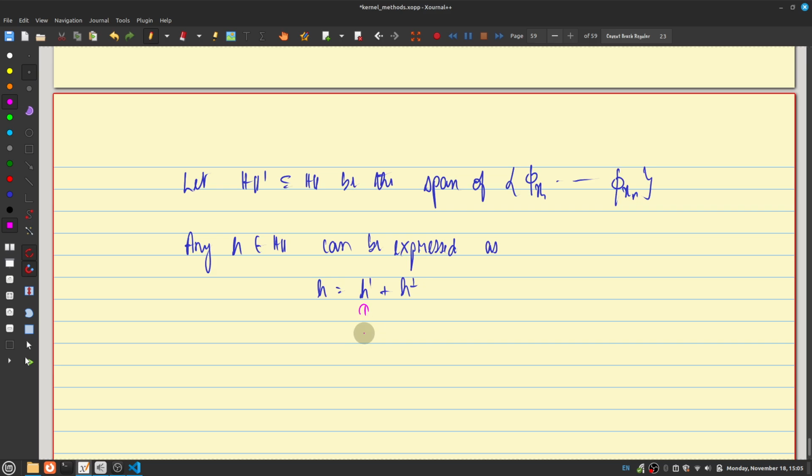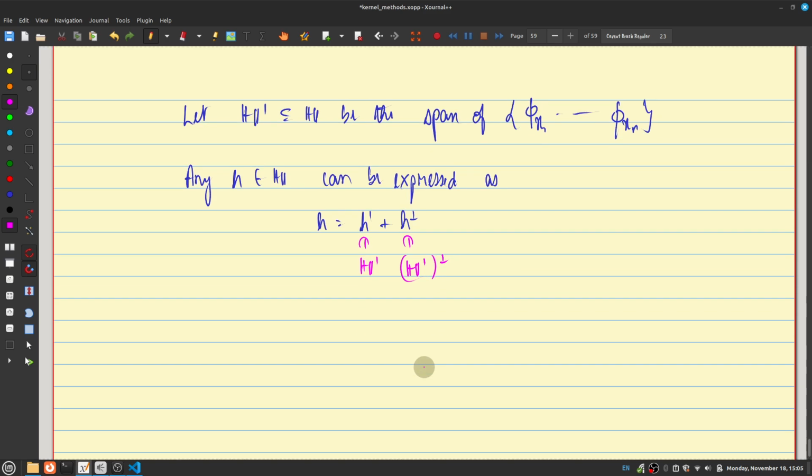Right, so this lies in H prime and this lies in the orthogonal complement of H prime. Okay, so let's look at L of h first. Let's consider h of xi, for any xi. Now we know that H is an RKHS, right? So what does the representer theorem say?